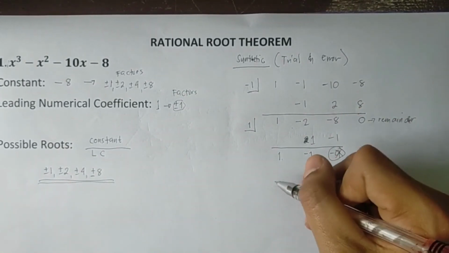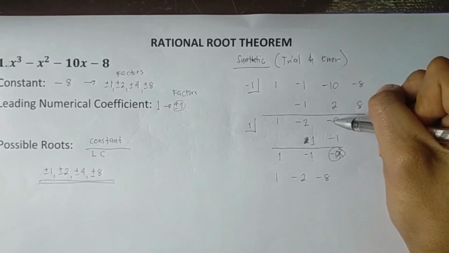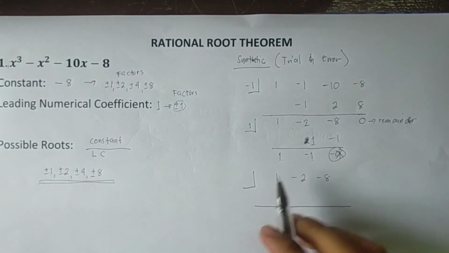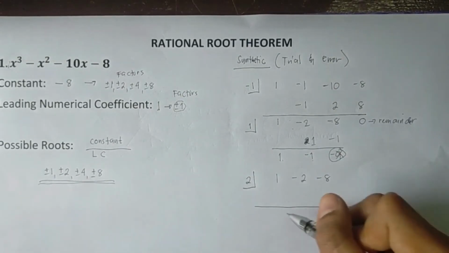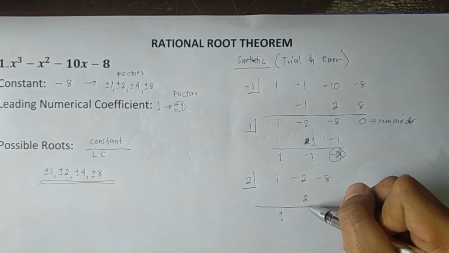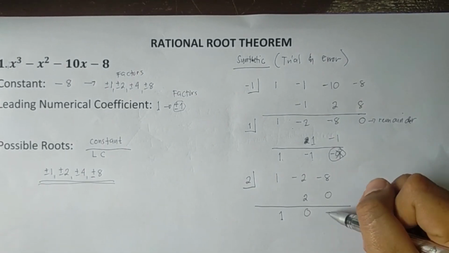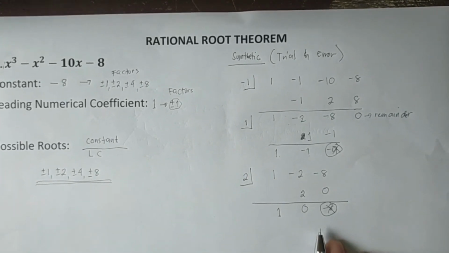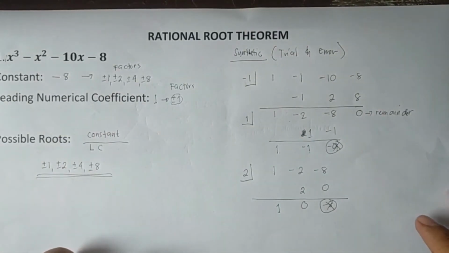Let's try here again, 1, negative 2, negative 8. Let's make use of this, okay? It's okay that you will make use of this again. So let's try another number. We have, let's say, 2. So 1 times 2, that is 2. Negative 2 plus 2, that is 0. 0 times 2, that is 0. Then negative 8. Again, this is not 0, so therefore 2 is not a factor of this polynomial function.